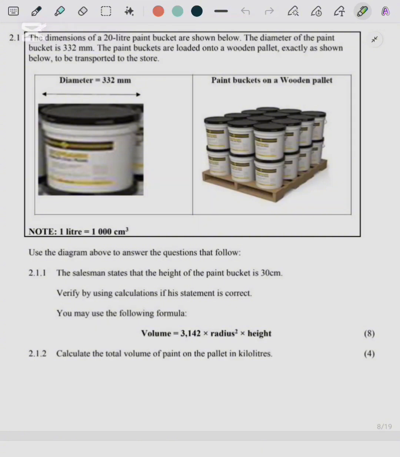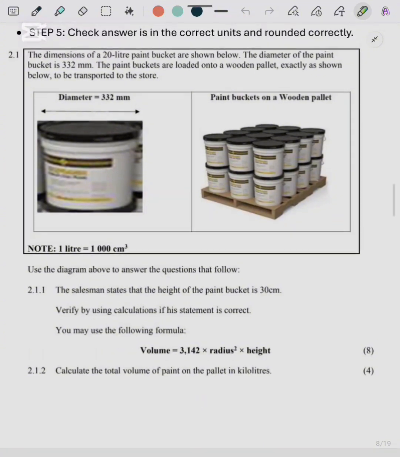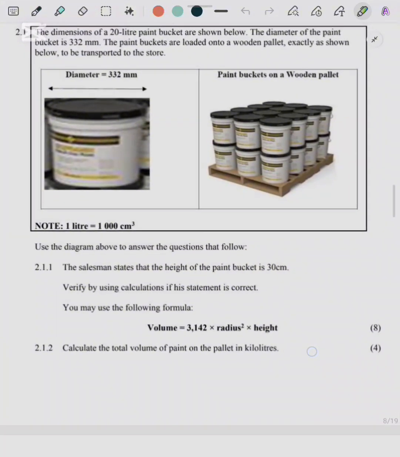Okay, so let's go to question 2.1, our first question here. And we've got here the dimensions of a 20-liter paint bucket are shown below. The diameter of the paint bucket is 332 millimeters, and they're loaded into buckets below to be transported. You can see there we've got an image of the bucket. We've got an image of the buckets when they're all on the pallet there, and they also give us this little conversion over there about liters going into centimeters cubed.